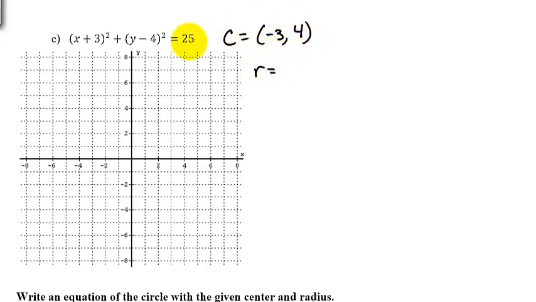And then the radius is the square root of your plain old number on the right-hand side. So that would be the square root of 25, which is 5. So our center is at (-3, 4).